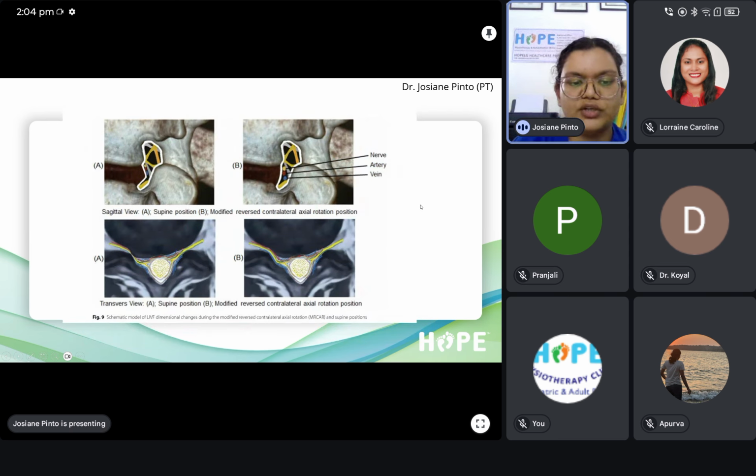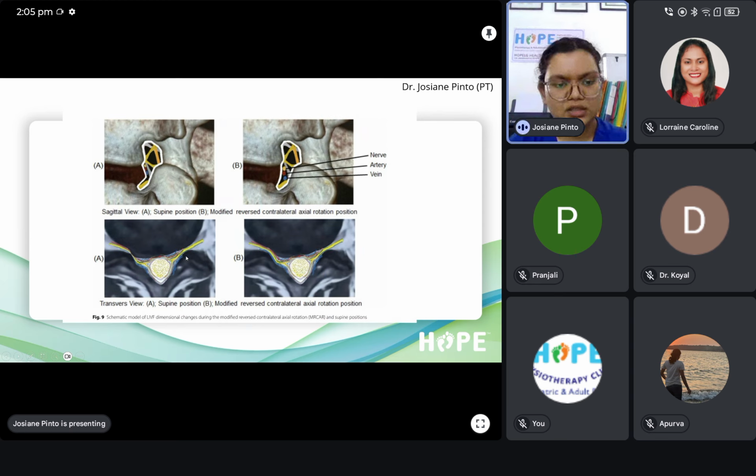Now this is a schematic model of the LIDF dimensional changes during the modified reverse contralateral axial rotation and supine positions. So the different colors represent the different structures. Yellow is for nerve, artery is red, and blue of course is vein. So you can see them here, and you can see how congested this picture looks. It looks compressed, whereas you can see here not as compressed.